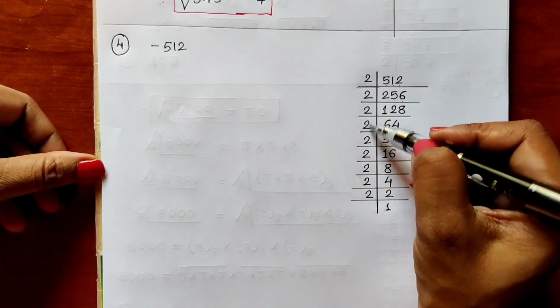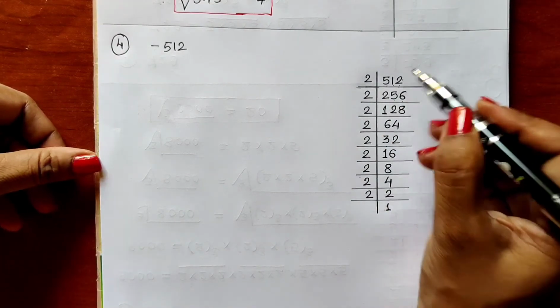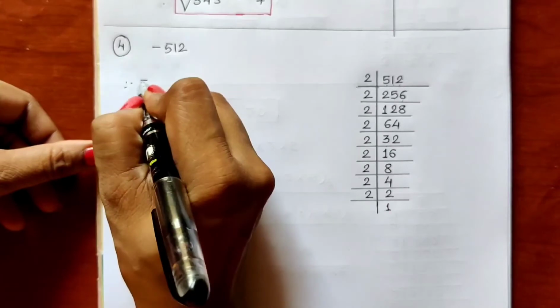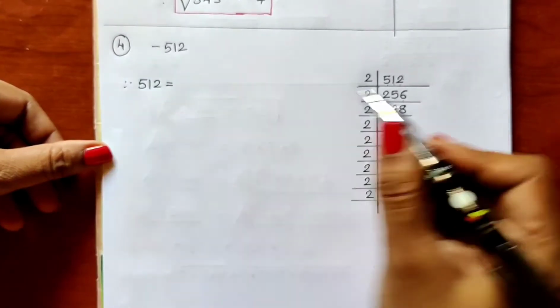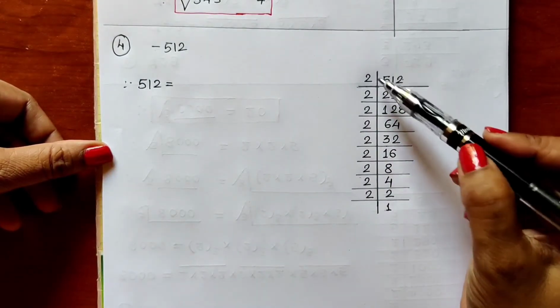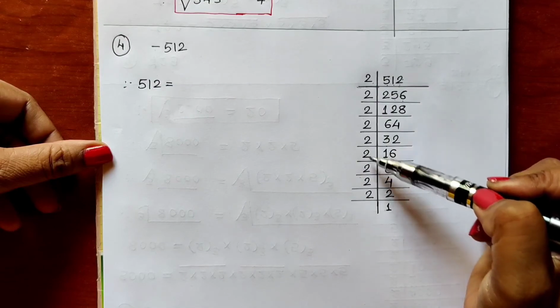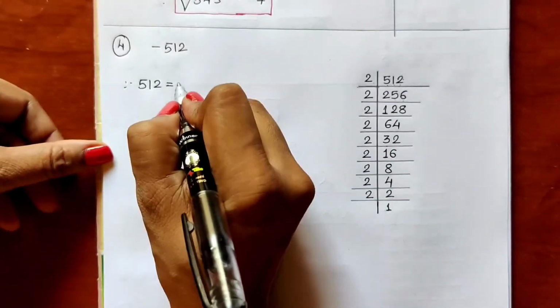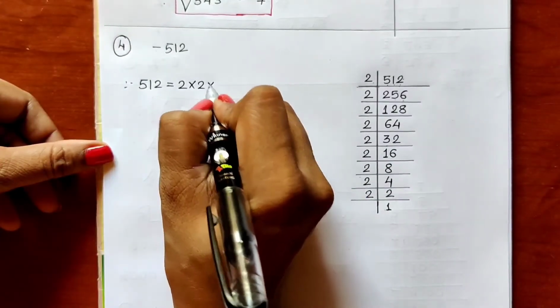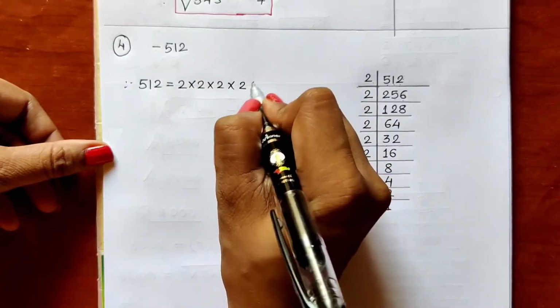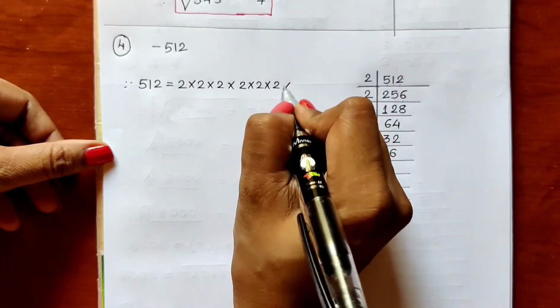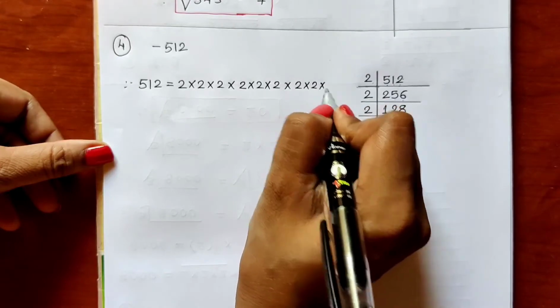So we have got all prime factors of 512. So therefore 512 is equal to, we have got all 2's. How many times 2 have we got? 1, 2, 3, 4, 5, 6, 7, 8, 9. 9 times 2. 2 into 2 into 2 into 2 into 2 into 2 into 2 into 2 into 2.